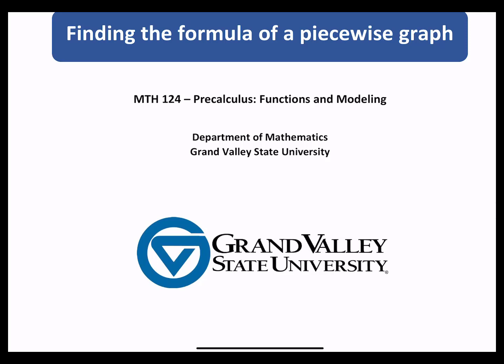Hello and welcome to this video about finding the formula of a piecewise graph. In both abstract and applied settings, we sometimes have to use different formulas on different intervals in order to define a function of interest. A piecewise function is a function whose formula consists of at least two different formulas in such a way that which formula applies depends on where the input falls in the domain.